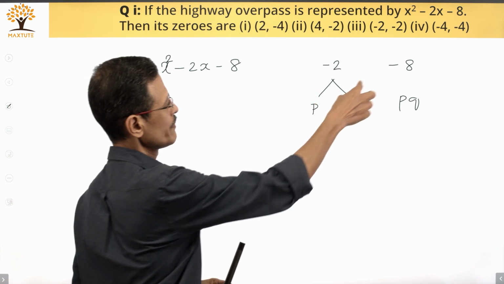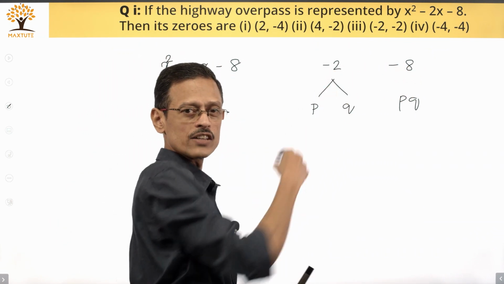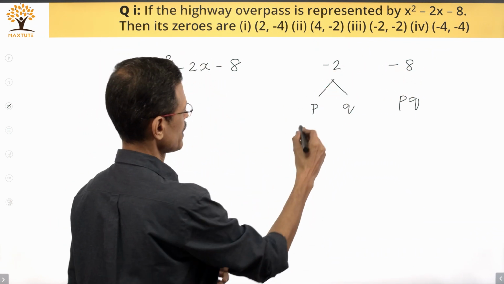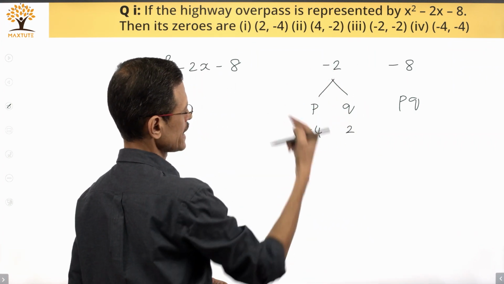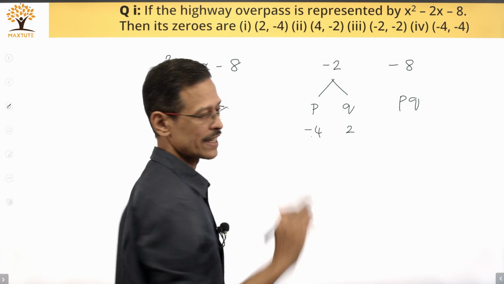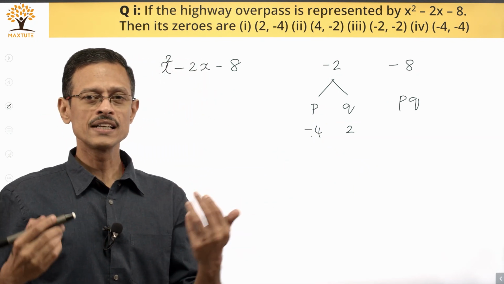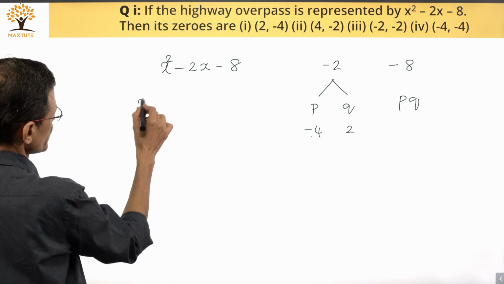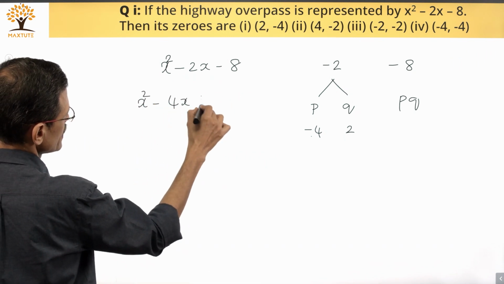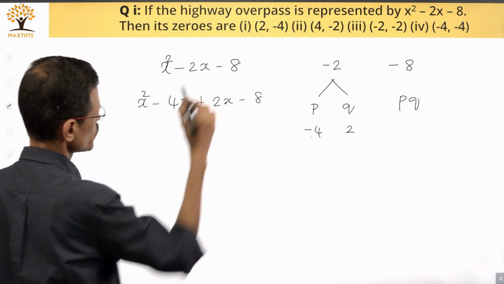So, how do we get that? We know the product is minus 8 and the sum is minus 2. Minus 4 and 2 will make it happen, right? P is minus 4, q is plus 2. Minus 4 plus 2 is minus 2, and minus 4 times 2 is minus 8. So, minus 4 and 2 is how this polynomial factorizes. Splitting the middle term, that's what we are doing. X square minus 4x plus 2x minus 8 is what we have.